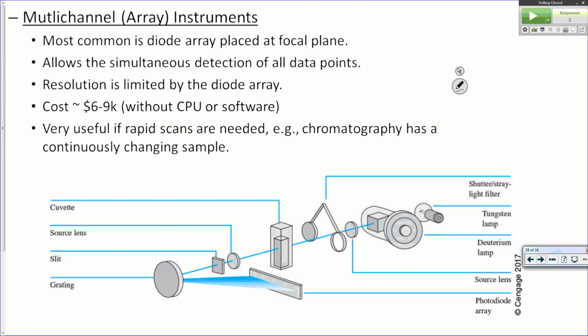All right, moving to multi-channel instruments. With multi-channel instruments, or what we call array-based detectors, they use a different type of technology. What they use is a diode array, and that diode array is going to be placed at the focal plane, and they allow the simultaneous detection of all data points. But the resolution is going to be limited by how many diodes are in that focal plane. Typically these are going to cost somewhere from $6,000 to maybe $10,000 or $12,000.